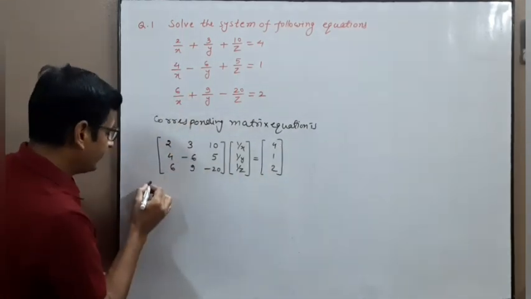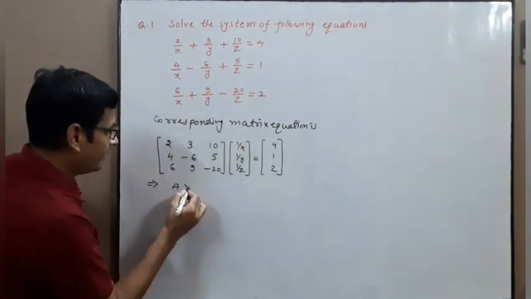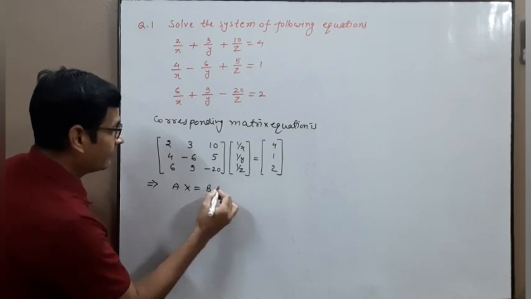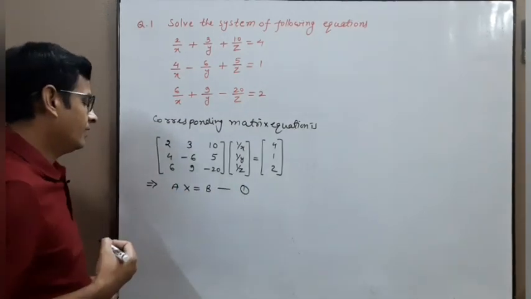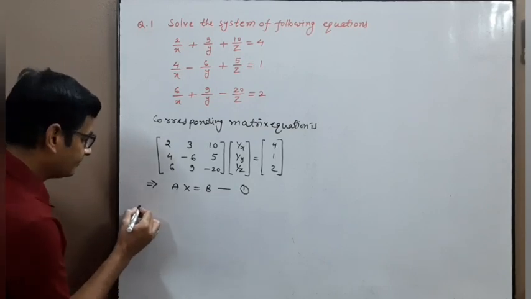Let us consider this as matrix A. So we get AX equal to B. Give it equation number 1. Now find determinant A.